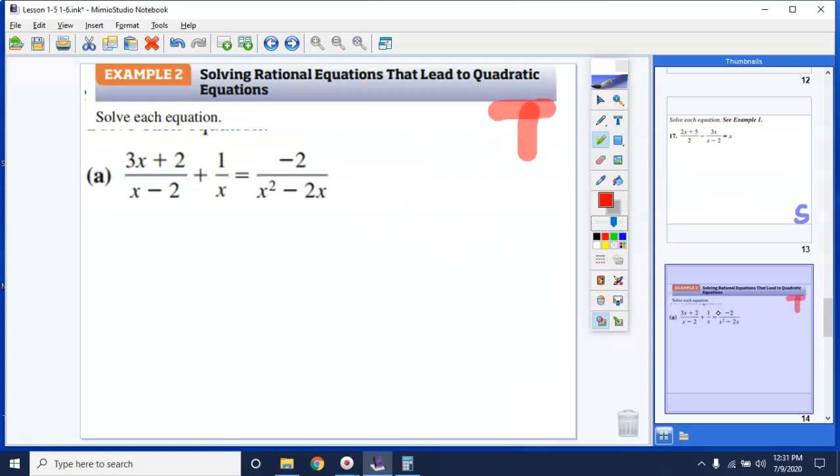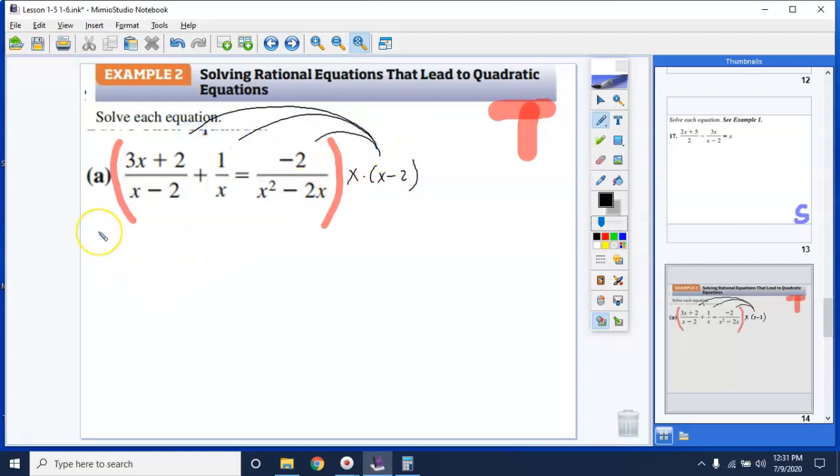So the last part of this lesson, what do we do in this case? As you see, we have different denominators here. So again, I'm going to multiply by x times x minus 2. So distribute this to all terms. Every single term should be multiplied by this. So let's see what we got over here.